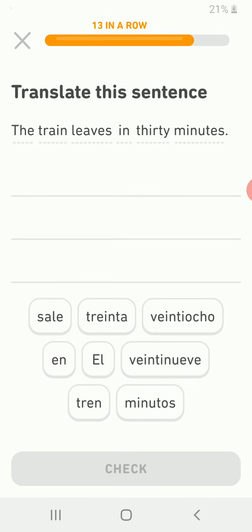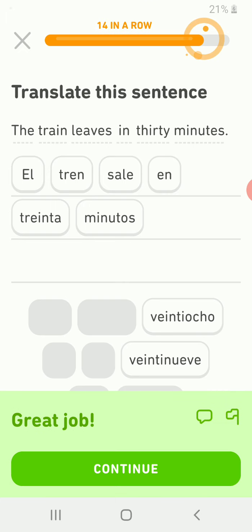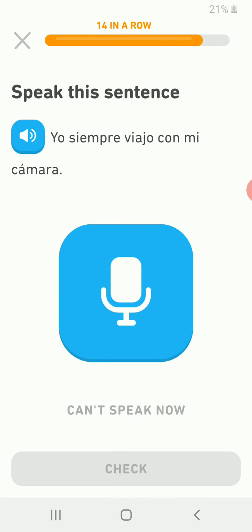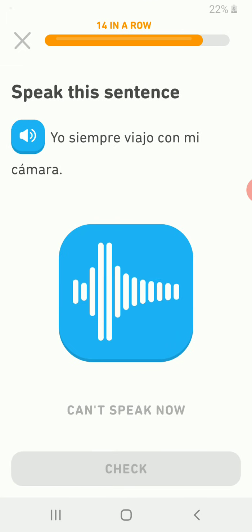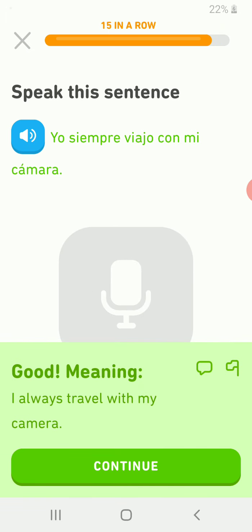And the train leaves in 30 minutes. The train, el tren sale en 30. So, 30 minutos. Yo siempre viajo con mi cámara. Cámara, perdón. So, yo siempre viajo con mi cámara. I always travel with my camera.